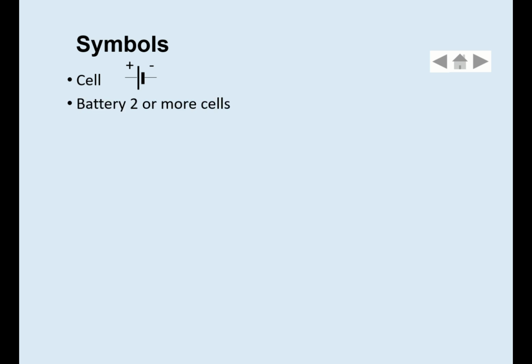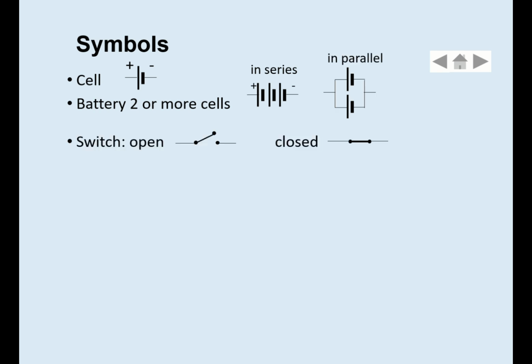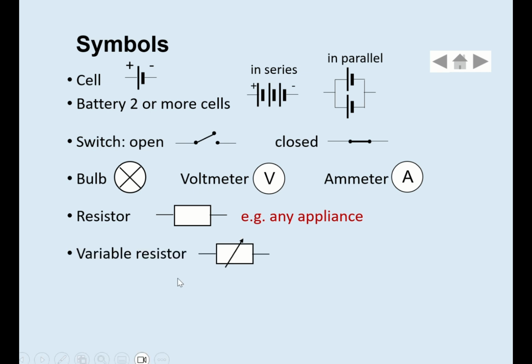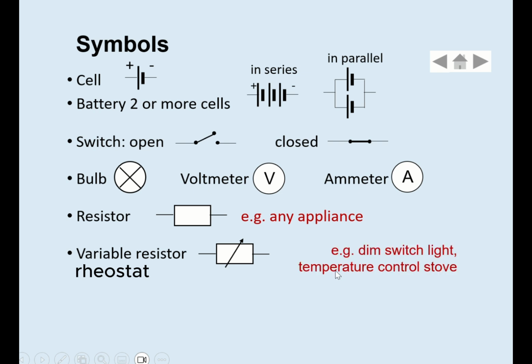Some symbols that we use: a cell. A battery is 2 or more cells. It could be in series or in parallel. Switch, open and closed. Bulb, voltmeter, ammeter. A resistor, which could represent any appliance. A variable resistor we call a rheostat. An example of that would be a dim switch for a light or a temperature control for a stove.